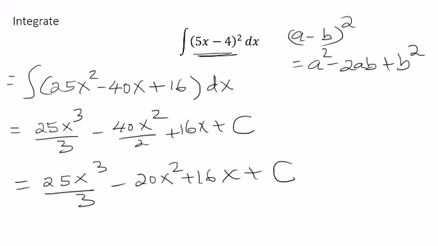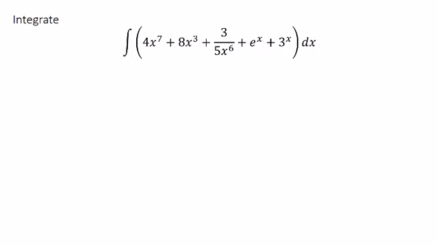Okay, let's look at our last question. Our last question is the easiest one. Integrate this bunch of terms here, which is 4x to the 7 plus 8x cubed plus 3 over 5x to the 6 plus e to the x plus 3 to the x dx. So we're just distributing this integral inside and then integrating each and every term.